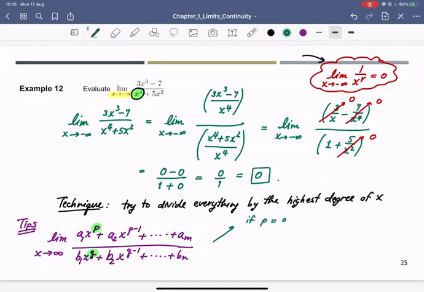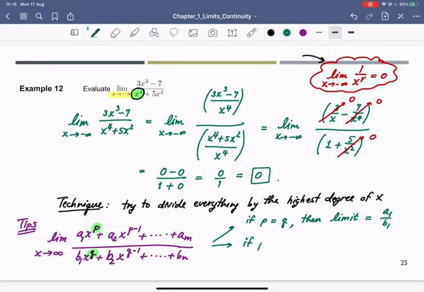If p equals q, then you expect that the limit is going to be a1 over b1. This is your expectation of your answer, because if p equals q, it means the highest degrees of the numerator and denominator are the same. So if you divide everything by x to the p, the remaining terms are going to go to 0, and then you have the first term only left. So that means you have a1 over b1.